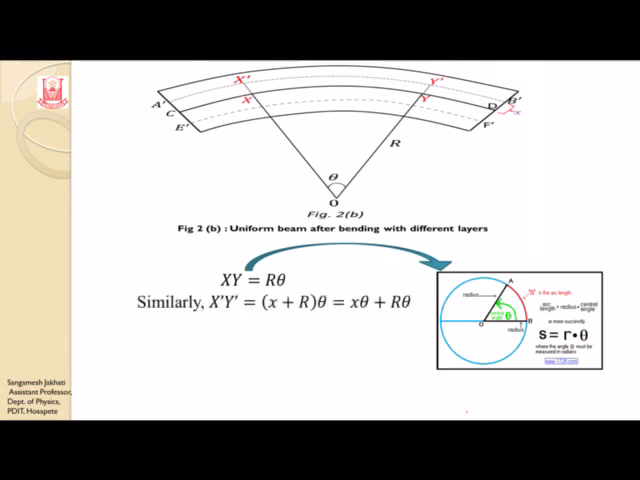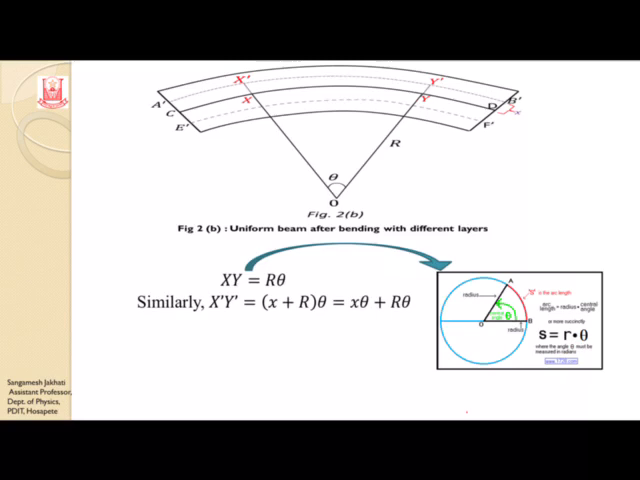Similarly, x dash y dash can be written as x plus r into theta. Here x plus r is the actual radius from that point O to point y dash or x dash. So OX dash or OY dash is the length of the radius of the A dash B dash layer. As we have written in the above line, xy is equal to r theta, similarly we are extending that for the A dash B dash layer, x dash y dash is equal to x plus r into theta.